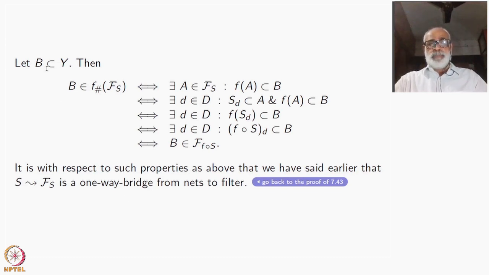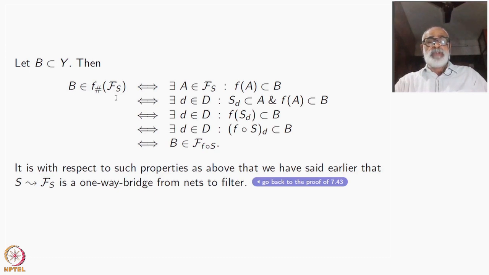Start with any subset B of Y. Function f is from X to Y, so things are happening inside Y. So take a subset of Y. That subset B is in f check of Fs if and only if, by definition of f check of Fs, there exists A belonging to Fs such that f of A is contained inside B. So that is the definition of how to generate f check of Fs. It contains all the supersets of all the images of Fs under the map f. So that is the definition.